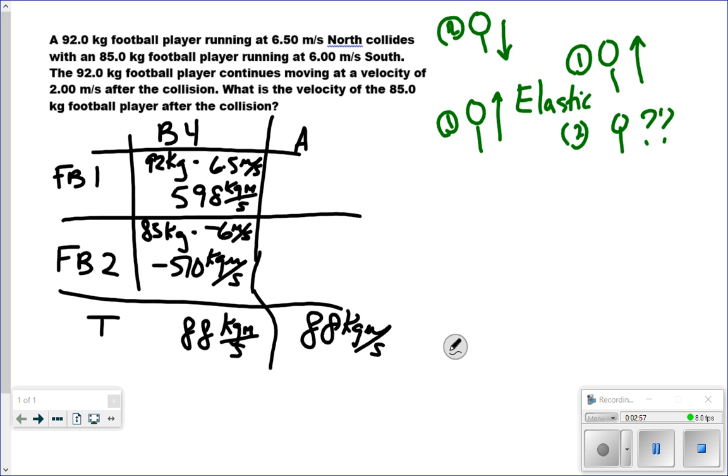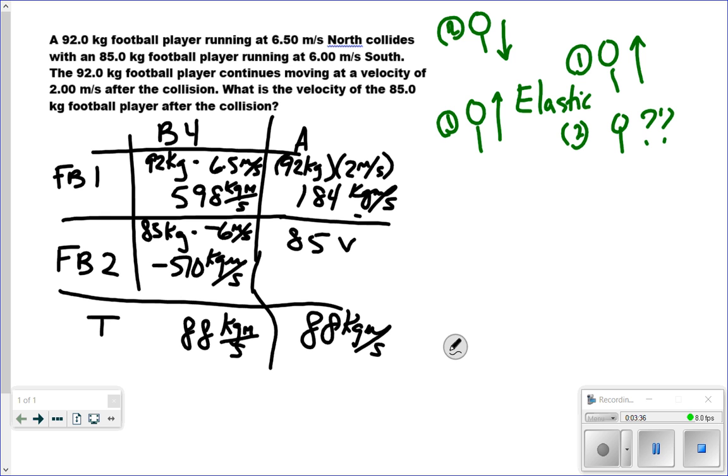So let's see what else they're telling us in this question. It says the 92 kilogram football player, that's player A, continues moving at a velocity of 2 meters per second after the collision. So if he is continuing, he is still going to the north. It's just slower. So we've got 92 times 2, which is 184 kilogram meters per second. And we want to know what happened to the 85 kilogram guy. So that's the velocity. I'll just put it in that variable v.